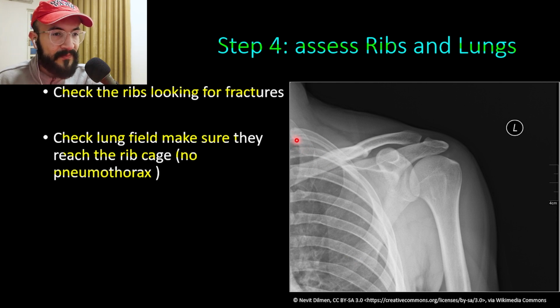So as we can see in this AP shoulders x-ray, we trace the ribs looking for any cracks. So starting with the first rib, then moving on to the second rib and the third rib, and so on. And we also make sure that the lung markings are reaching the edge of the rib cage, so there is no pneumothorax. And as we can see in this x-ray, the lung tissues are reaching the edge of the rib cage, meaning that there is no pneumothorax in this patient.